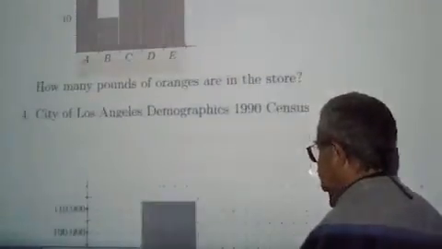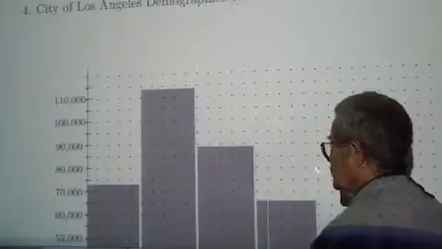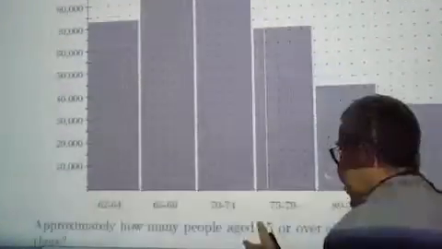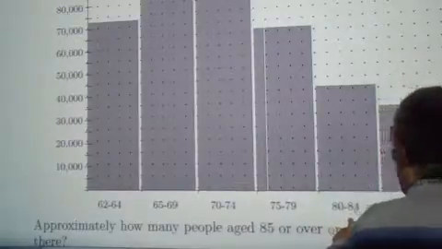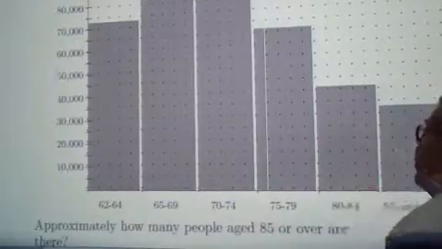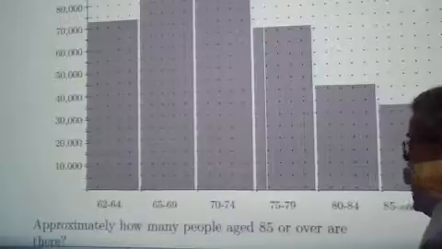And then finally, the city of Los Angeles, the same histogram that we had previously. Approximately how many people are 85 or over? Well, what is that number?